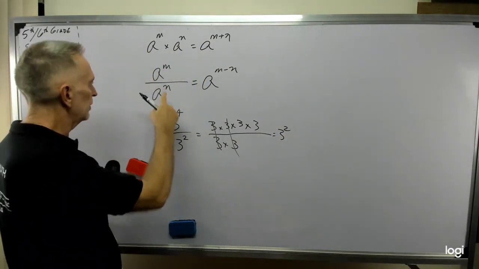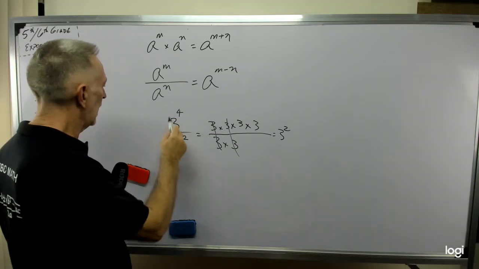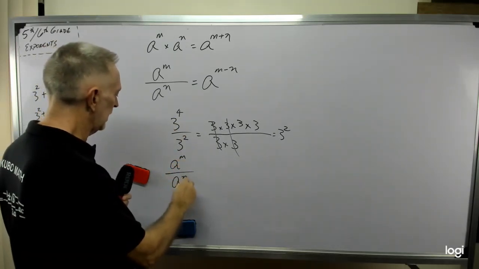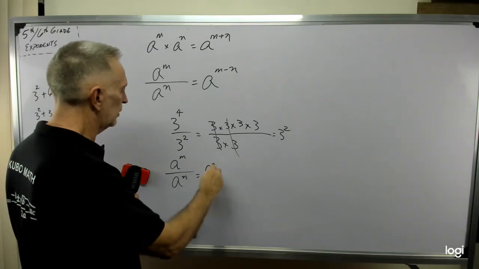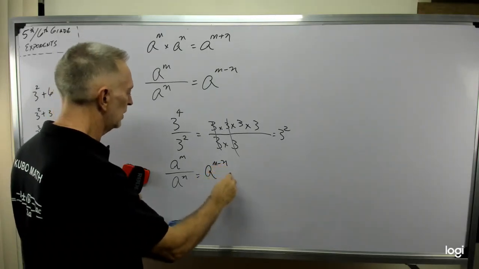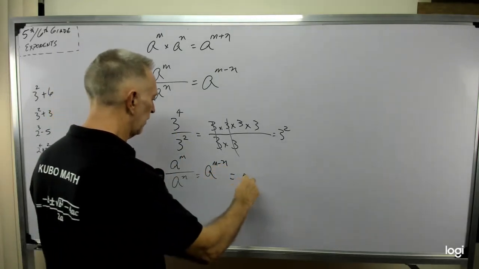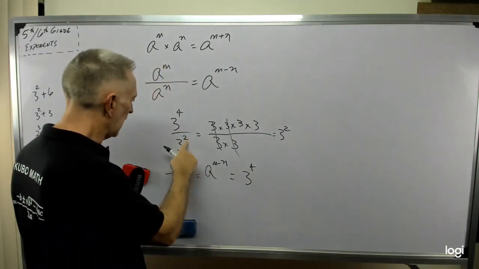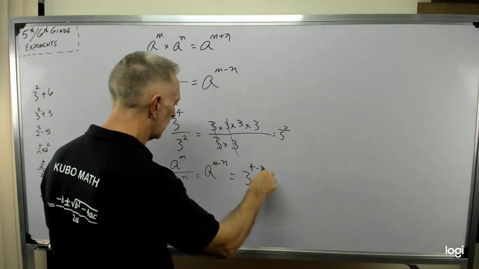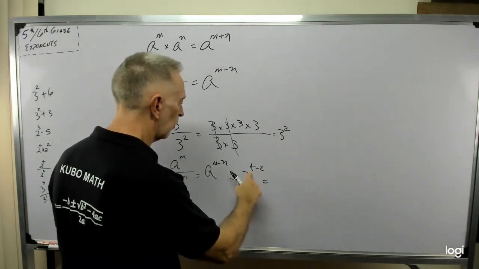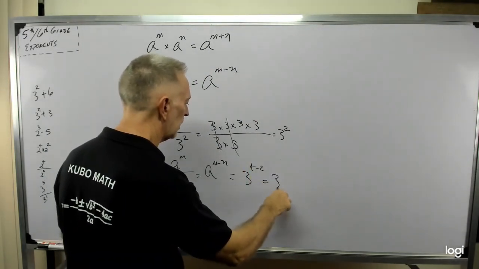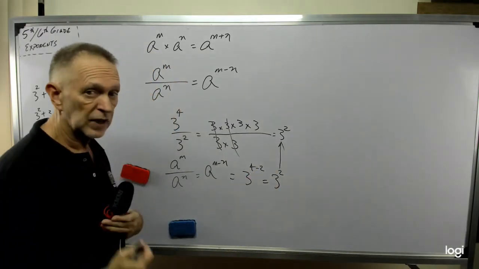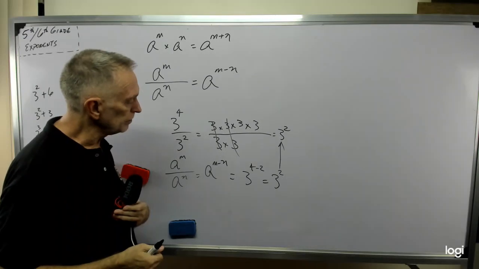Let's try this up here. We have a to the m divided by a to the n, and that equals a to the m minus n. In our case, we have 3 to the 4 minus 2 equals, 4 minus 2 is 2. I have 3 to the second power. Oh, look at that. That's exactly what I had earlier.